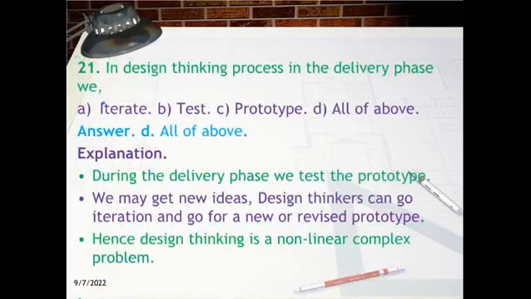21. In design thinking process, in the delivery phase we: A. Iterate. B. Test. C. Prototype. D. All of above. Answer: D. All of above. Explanation. During the delivery phase we test the prototype. We may get new ideas. Design thinkers can go for iteration and go for a new or revised prototype. Hence, design thinking is a nonlinear complex process.